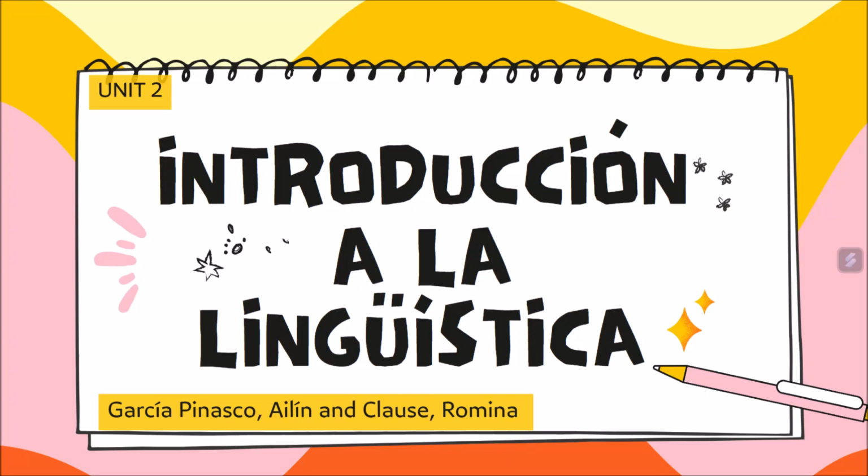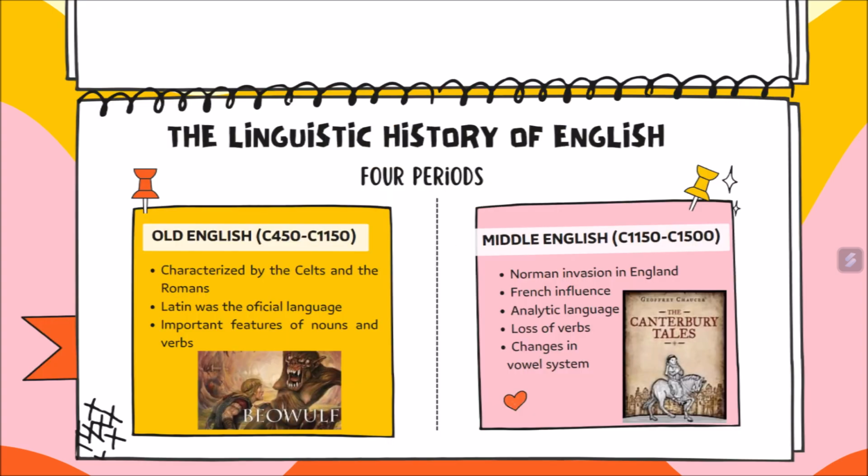Following Saussure, linguistics was divided into synchronic and diachronic linguistics, the latter being the historical study of language change. Let's talk about the linguistic history of English that can be divided into 4 important periods. The first one, the Old English.